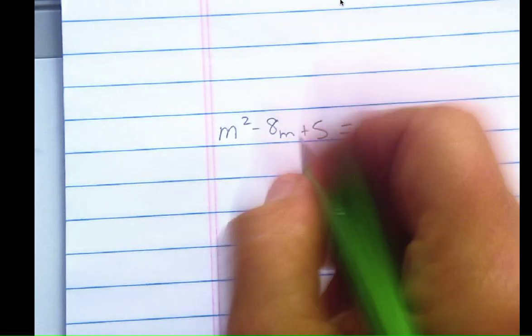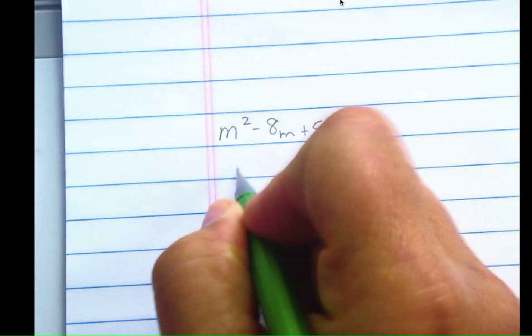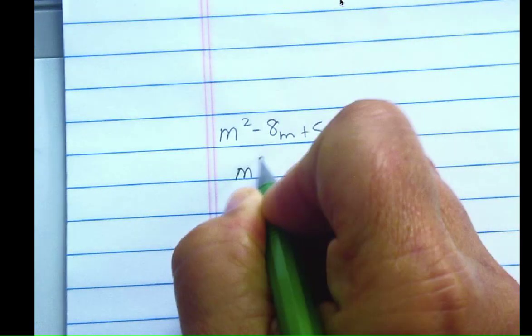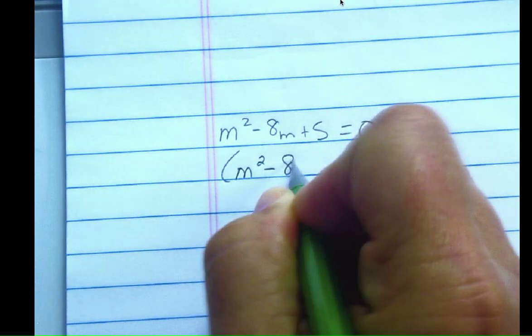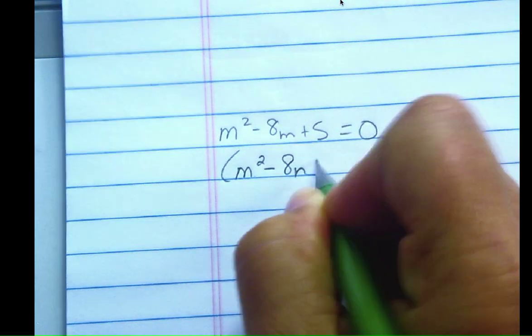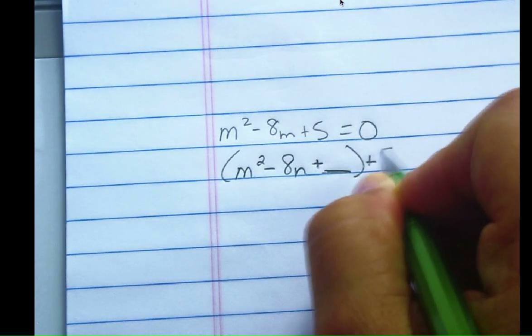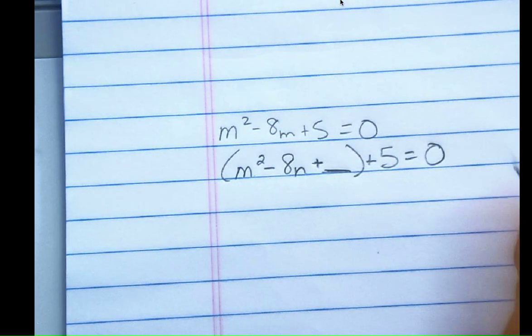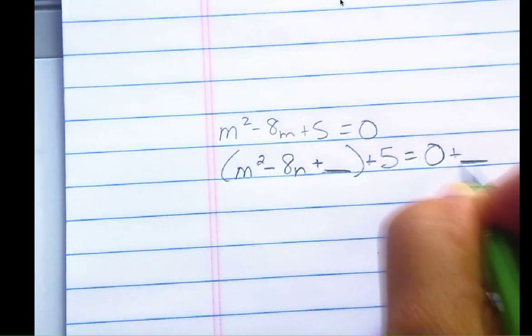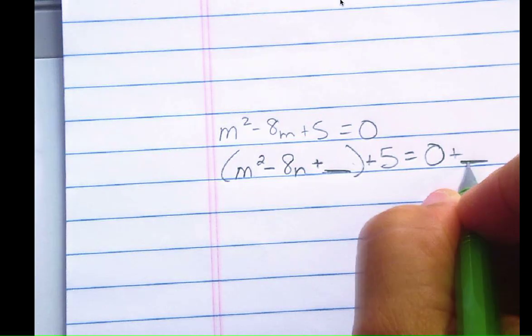So the second one I want to make into vertex form is this equation here. Again, I'm just going to rewrite my equation with my m squared minus 8m. I'm going to leave a blank. I'm going to add a number because I'm allowed to in math. Add my 5 equals 0 plus a number. What I do to one side, I do to the other.